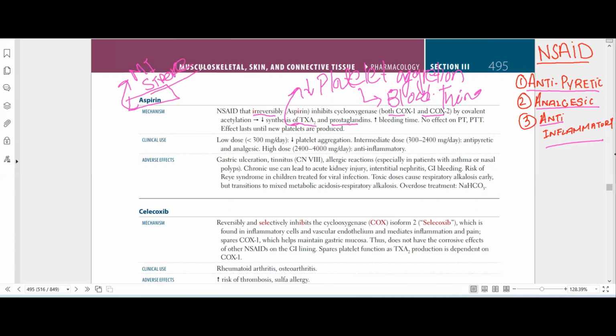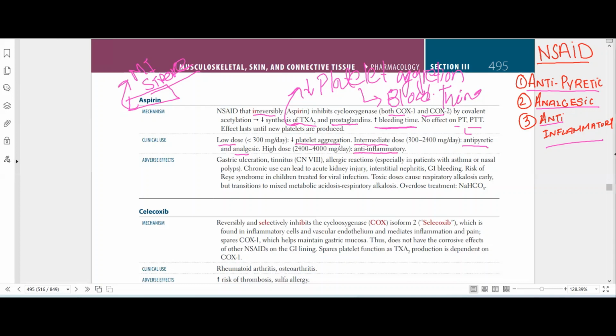Now, because it inhibits platelet aggregation, it leads to increased bleeding time, because bleeding time depends on platelet aggregation, and it has no effect on the prothrombin time and partial thromboplastin time, because PT and PTT depend on the coagulation factors. So aspirin has multiple uses. At low doses, it decreases platelet aggregation; at intermediate doses, it acts as an antipyretic and analgesic drug, while at higher doses, it acts as an anti-inflammatory drug.